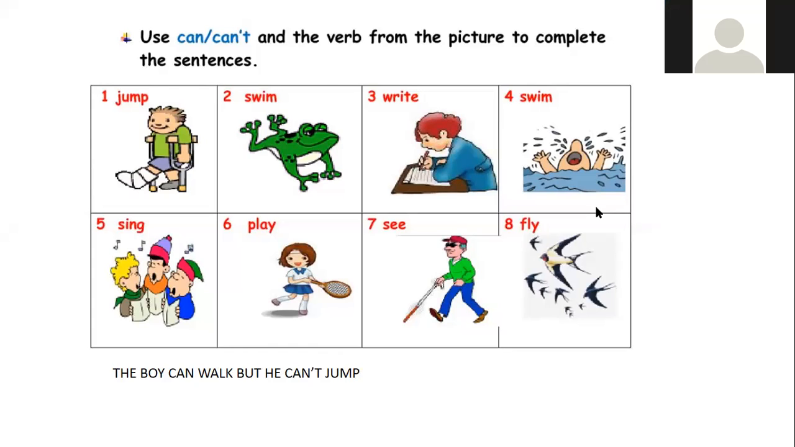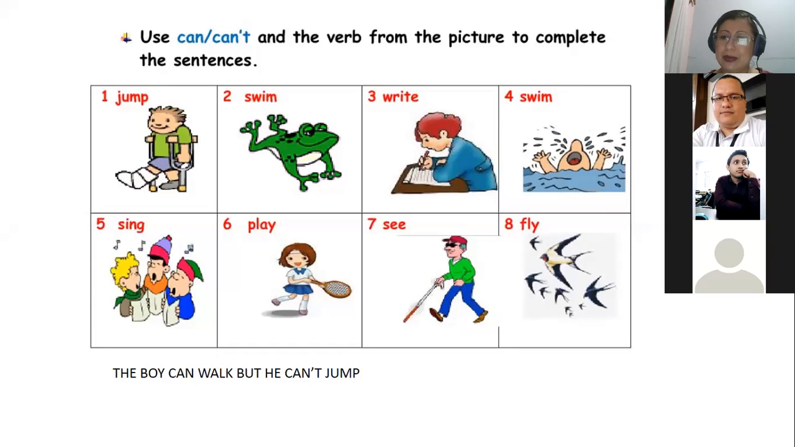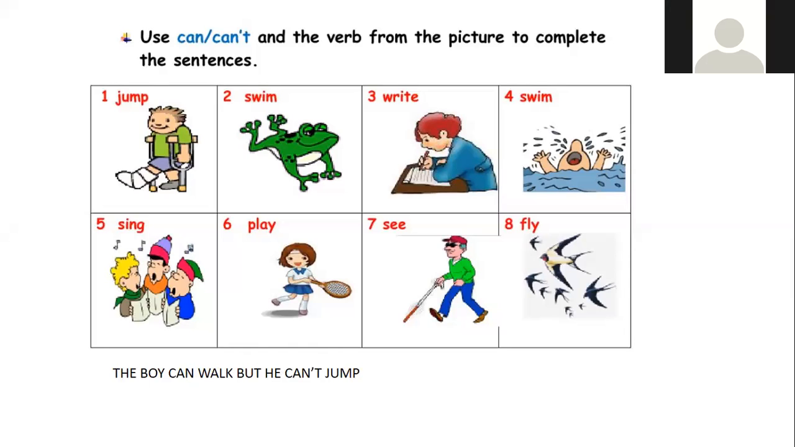Okay, who else? You're welcome. Which team would like to continue? Monica. Okay, Morenita and Monica, go ahead. Number five. They can sing in the concert. Okay. Number two. The frog can swim perfectly. Okay, excellent, very good example. Thank you, team. Only you two, right? Yes. Excellent. Thank you.